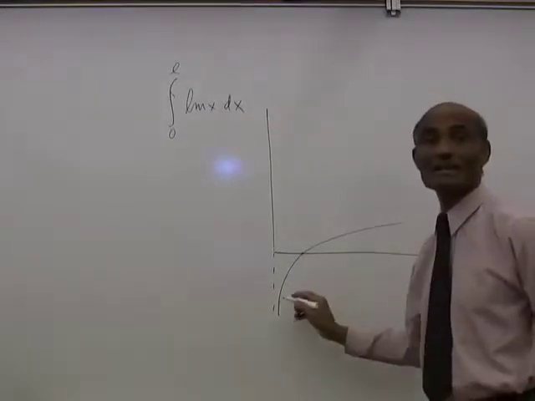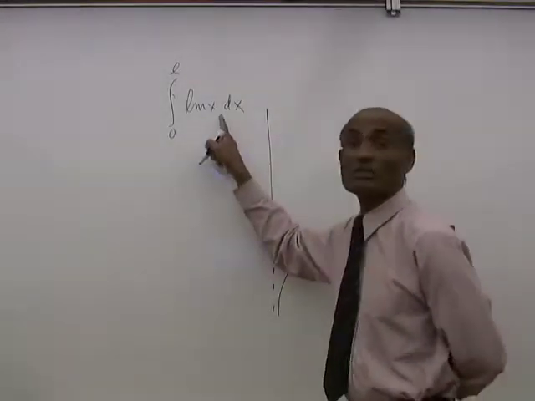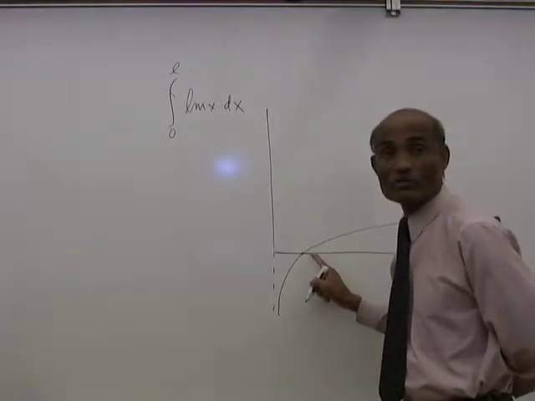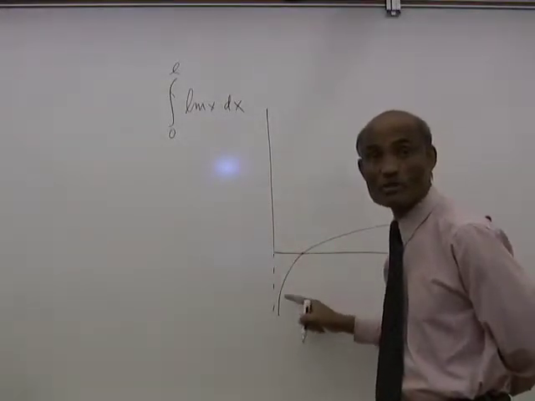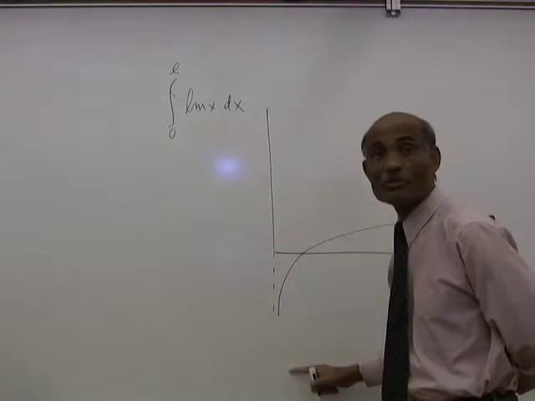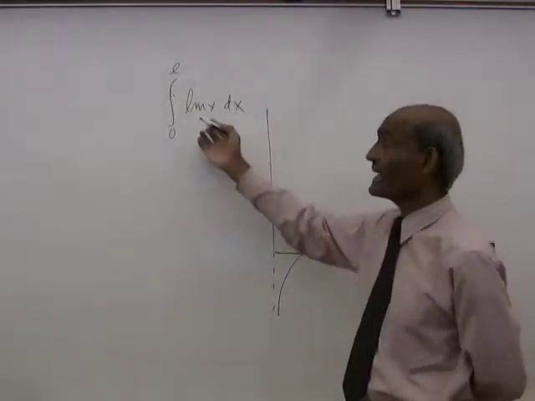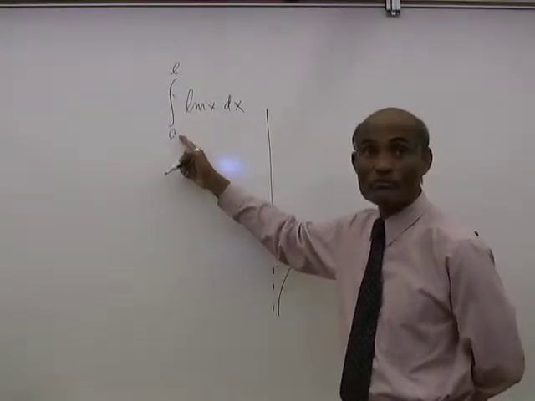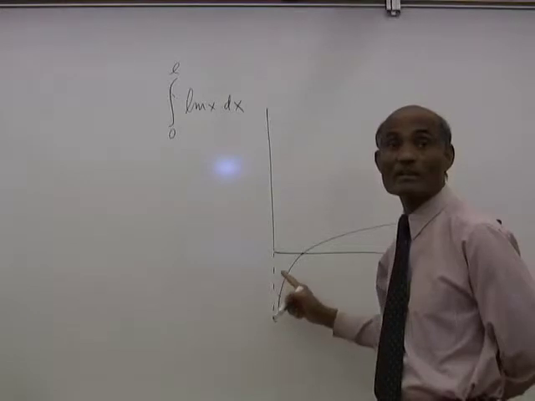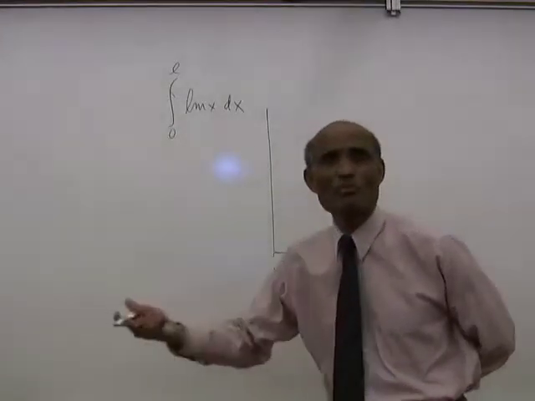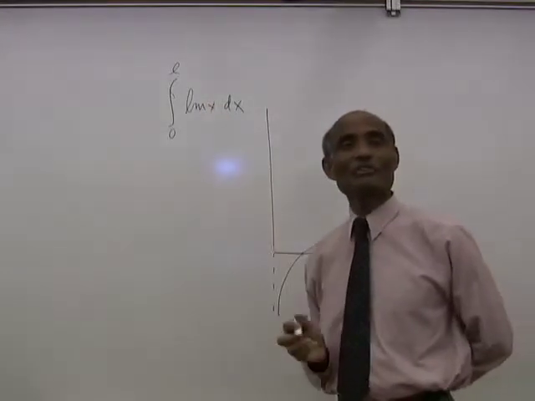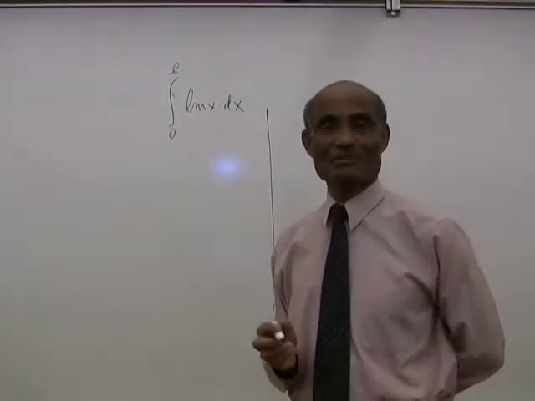Is that right? Now, is this function defined at x equal to 0? As x gets closer and closer to 0 from the right, the function value goes to negative infinity. So, if you want to find the area enclosed by the graph of this from 0 to e, it's sort of an improper exercise. It is not very proper. So this is an improper integral.